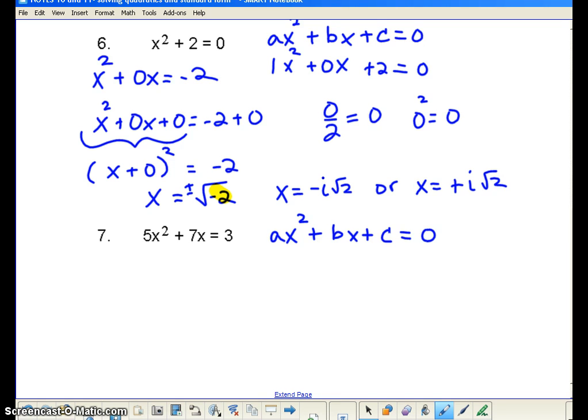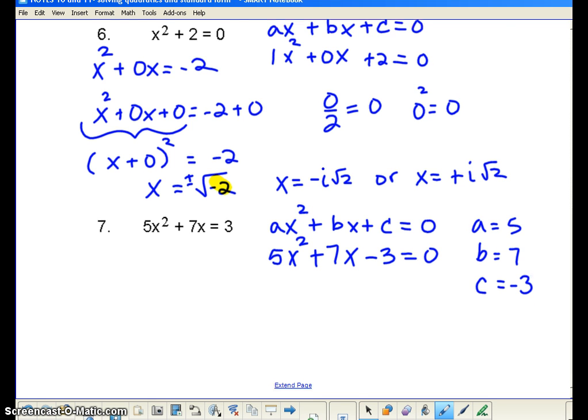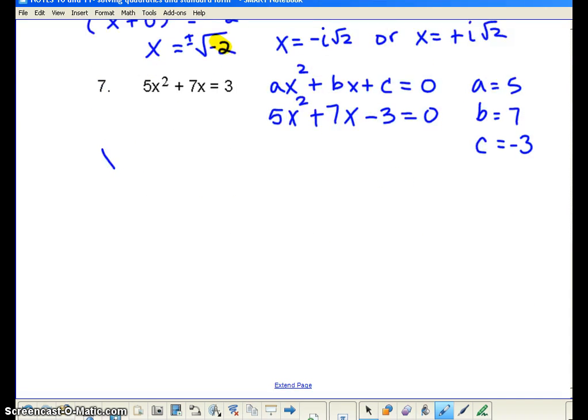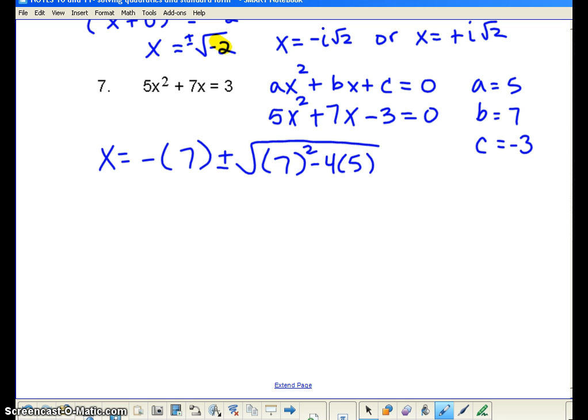That means a is 5, that's 5x squared. B is 7, we've got 7x, move the 3 back over. C is going to be -3. So a is 5, b is 7, and c is -3. The quadratic formula: x equals -b, since b is 7, plus or minus the square root of 7 squared minus 4 times a, which is 5, times c, which is -3, all over 2 times a.